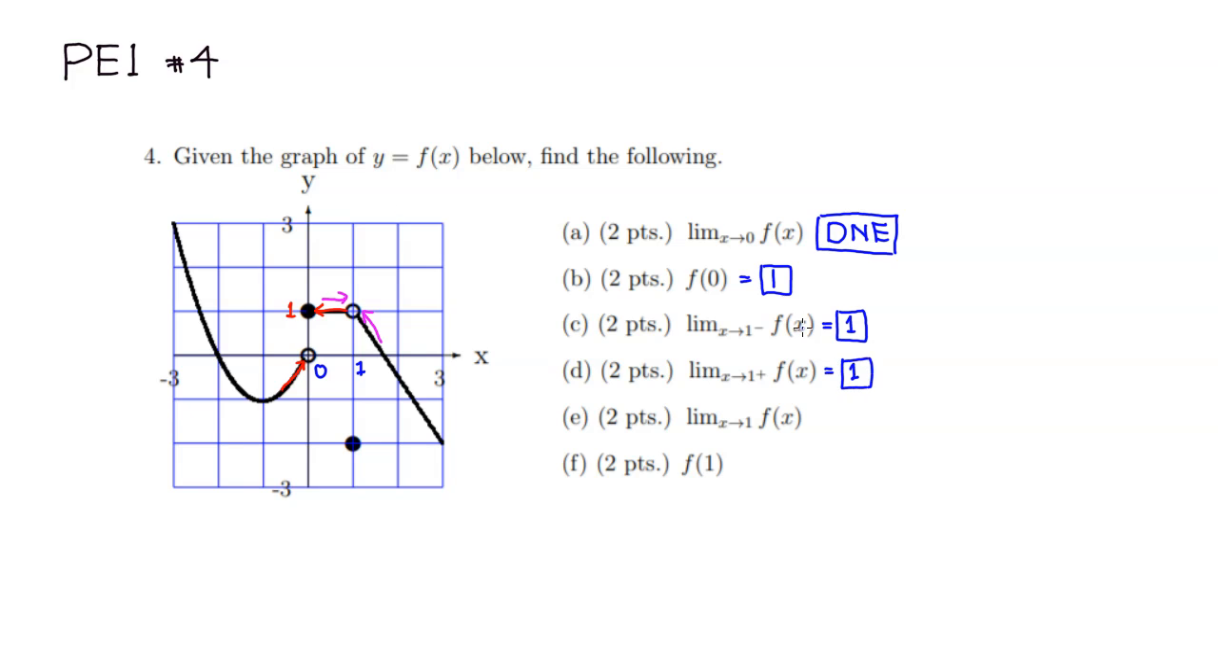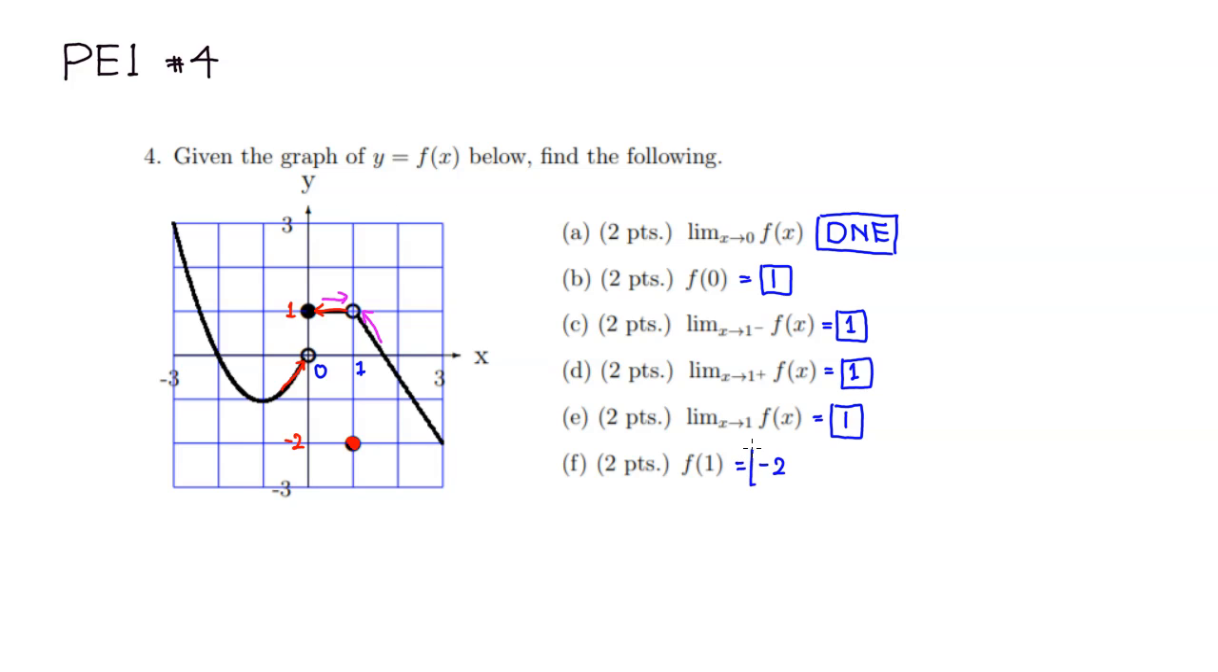Since the left-hand limit and the right-hand limit agree at 1, the two-sided limit is going to be 1 as well. So we can answer E as well. All right, last one, f of 1. If you go to 1 and look for the graph, the only graph you see is the point right here at x equals 1. The y-coordinate is kind of hard to see, but this is negative 2. So f of 1 is negative 2.